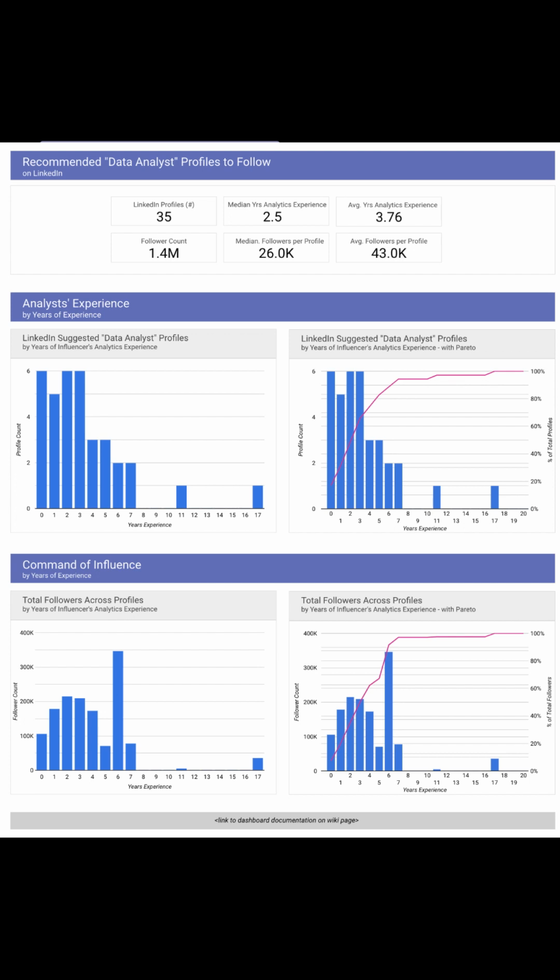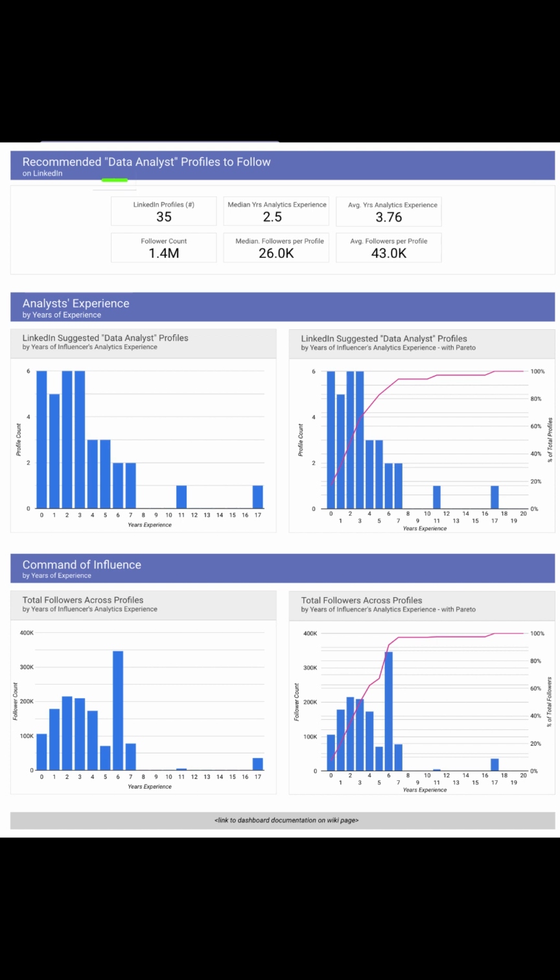Even though the title's cut off of the screenshot, we can look at the 3 distinct sections, and it's pretty clear that we're dealing with data analyst profiles, and when we look a little bit deeper, it's talking about some sort of influence and experience. That gives us a rough idea of what we're looking at and what the data might be about. When we look at the top here, we can see that it's recommended data analyst profiles to follow based on LinkedIn. Then we have this 10,000-foot view or summary level details to give us a little bit more context about the data set that we're working with.